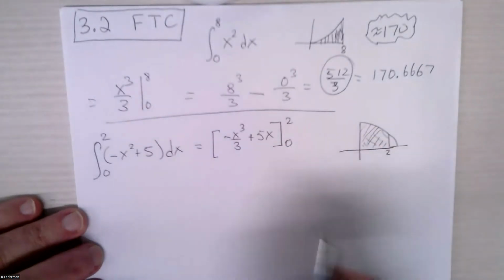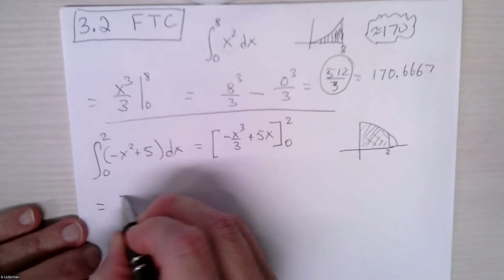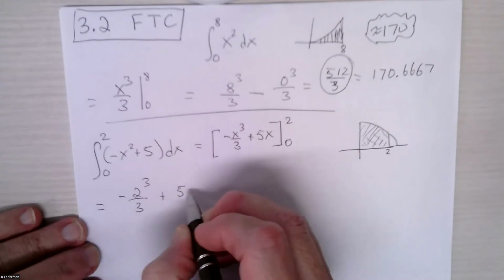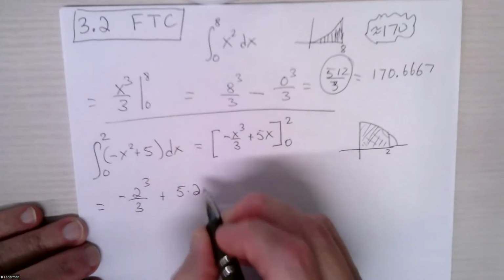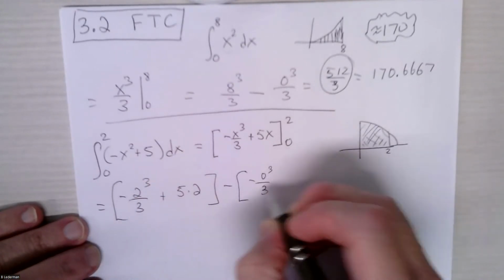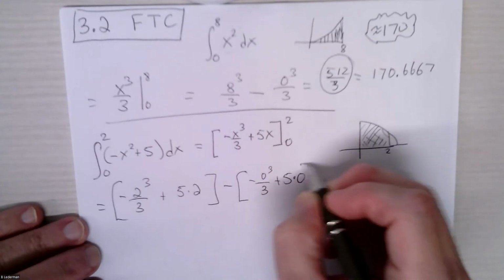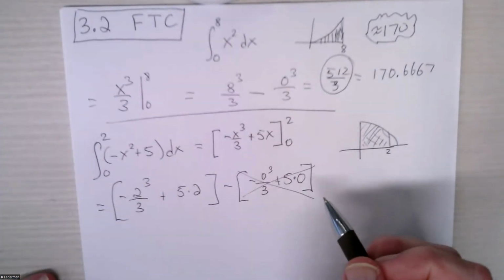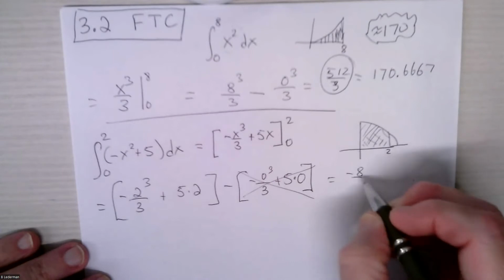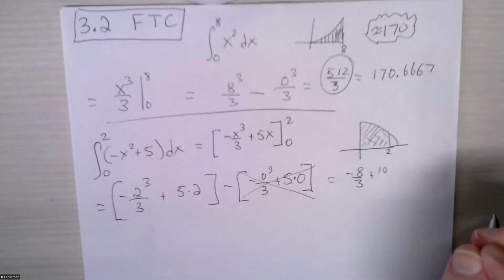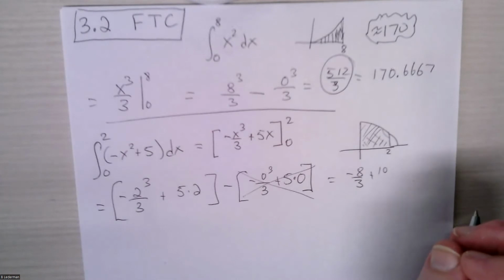Sometimes we're lucky. So this is going to equal negative 2 to the third over 3 plus 5 times 2, minus negative 0 to the third over 3 plus 5 times 0. I wrote this whole thing out, but it's just 0. Anyway, this is going to be equal to negative 8 thirds plus 10, which is what? 10 is 30 thirds.